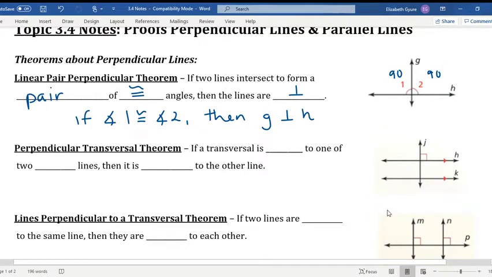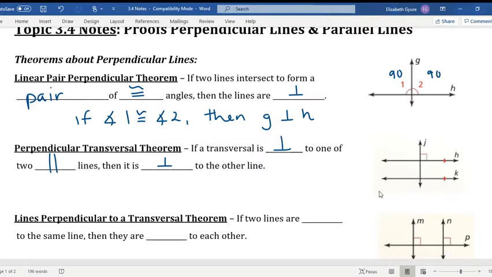The next one is the perpendicular transversal theorem. This says if a transversal is perpendicular to one of two parallel lines, remember that's a parallel symbol, then it is perpendicular to the other line. In other words, if you have two parallel lines and there's a line going through them and it's perpendicular to one, it has to be perpendicular to the other.